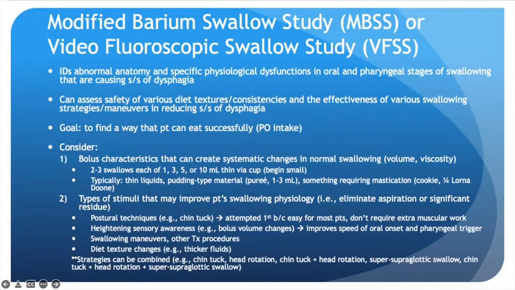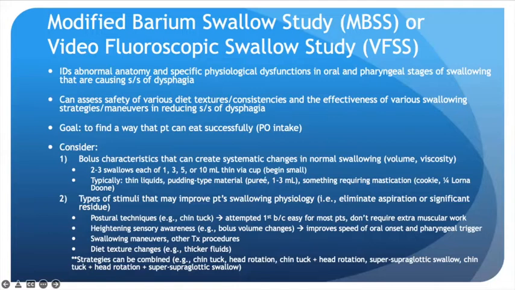So PO intake, peroral or intake via mouth. So you need to consider the bolus characteristics that can create systematic changes in normal swallowing. So thinking about the volume and the viscosity of the various foods and drinks presented, you might do a structured approach with 2 to 3 swallows each of 1, 3, 5, or 10 milliliters of thin liquid via a cup. That is a more structured approach. You don't have to do that, but that is a possibility.